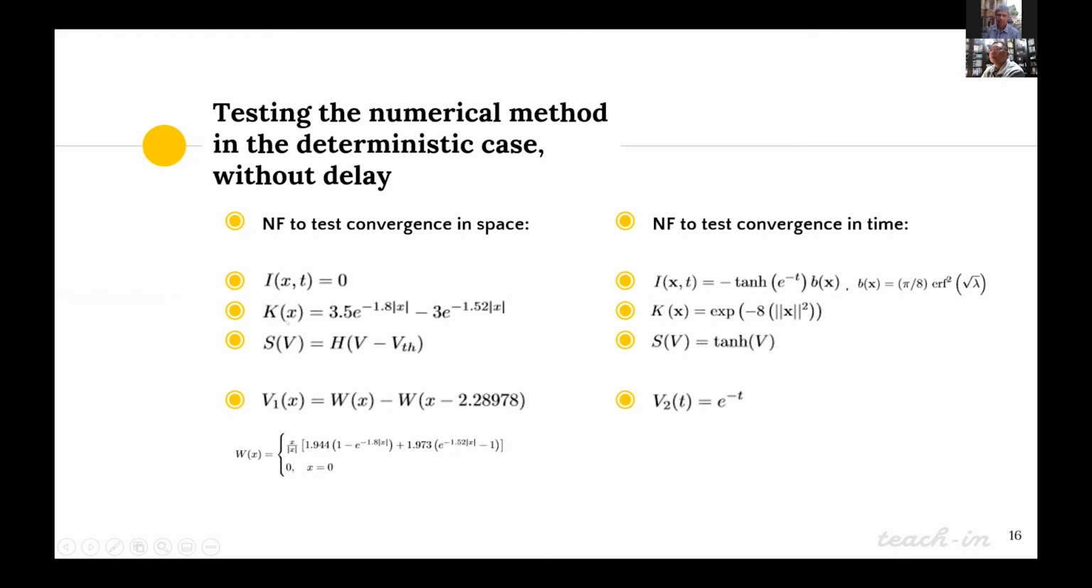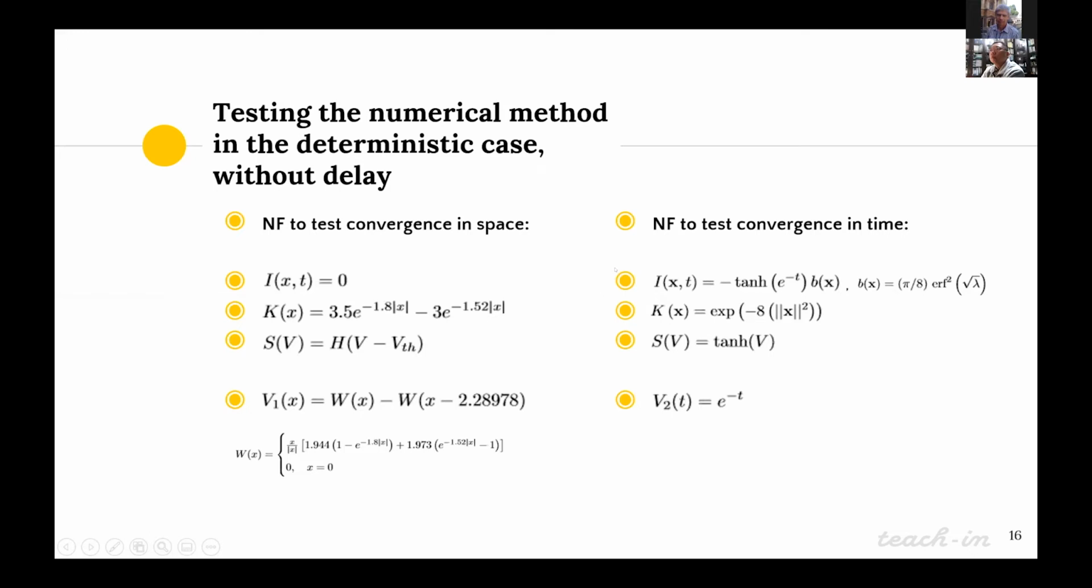It is sometimes called the wizard hat. It's because it has a peak at 0, where the function is not smooth. And the firing rate function is of the simplest form I've mentioned, the Heaviside function. So the firing rate is 1 if the potential is greater than a certain threshold, and is 0 if the potential is less than this threshold. In this case, it is known that the exact solution V1 is of this form. So we can compare the numerical solution with the exact solution. And in this case, the solution does not depend on time. It depends only on the spatial coordinate x. So we use this example to test the convergence in space.